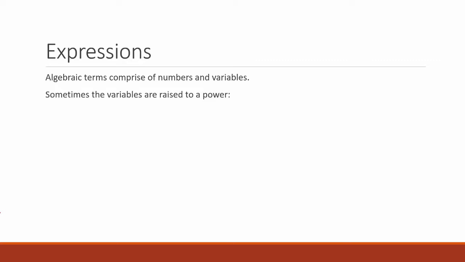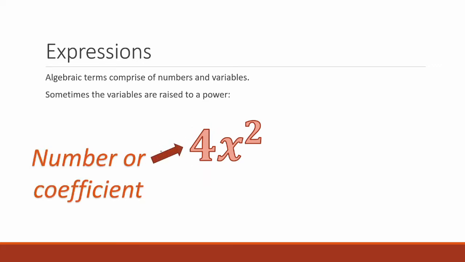In this video, I'm going to cover the basics of algebraic expressions. So, algebraic terms are groupings of numbers and variables, and sometimes those variables are raised to a power. We have a number, a letter, and a little superscript number as well. Now, this number here is called a coefficient. It's a coefficient because it is a number that we're actually multiplying this letter by, but more on that later.